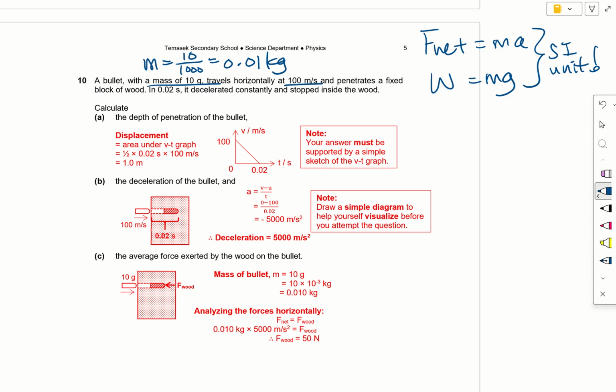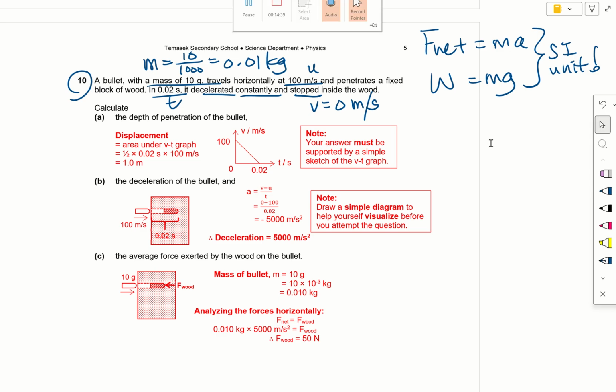It travels horizontally at 100 meters per second. So this is the initial velocity, and penetrates a fixed block of wood in 0.02 seconds, so this is time. It decelerated constantly, so that means there's constant deceleration and stops inside the wood. So my v equals 0 meter per second. So this is what I should be doing when I am reading the question. I'm unpacking the information. As I'm unpacking the information, I'm assigning the physics quantities or the numbers with letters or symbols. So this is very important when you're doing your calculation.